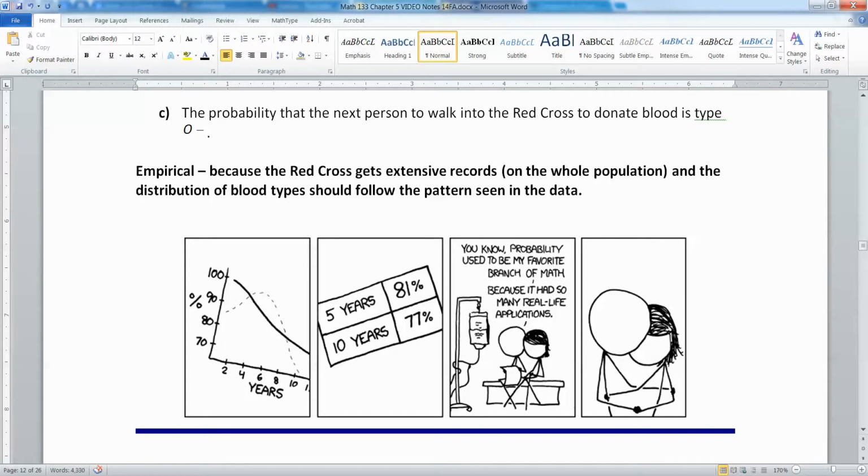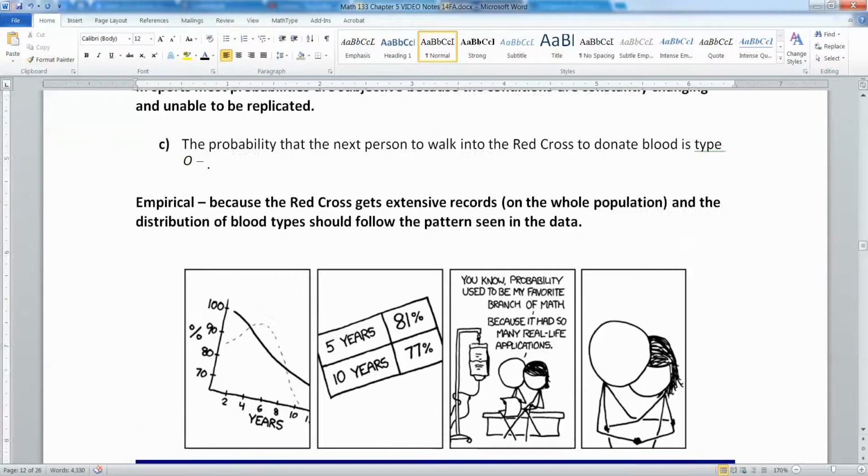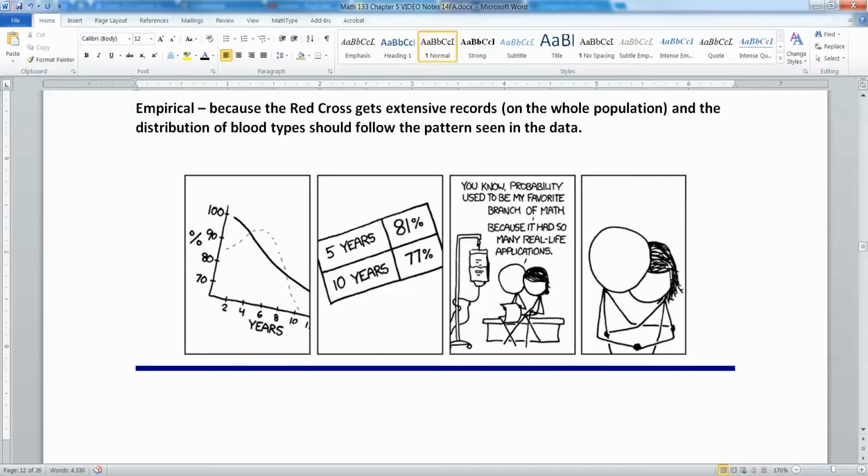I'm not a gambler either. All right, we're all done with section 5.1. I'll see you back here for 5.2.